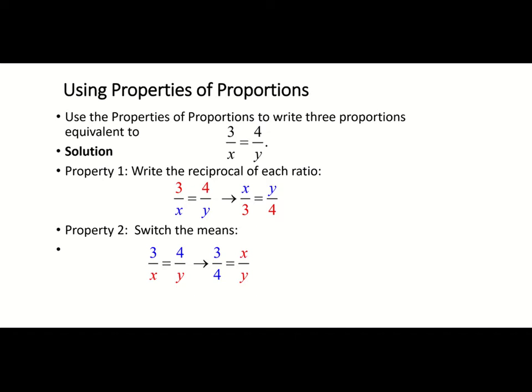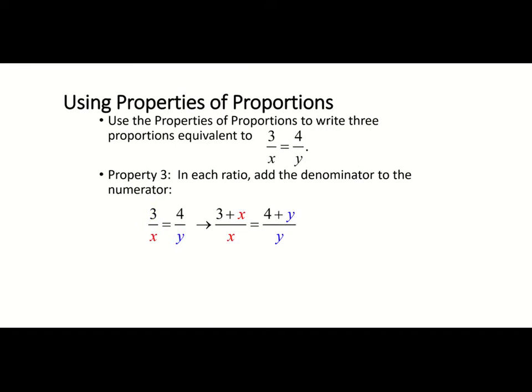If I started off here with 3 over x equals 4 over y, another way to write it would be x over 3 and y over 4. That's the reciprocal of each ratio. Or we could switch the means, so I could switch my x and my 4 and have 3 over 4 equals x over y. Or the third way is to add the denominator to each numerator. So 3 plus x over x and 4 plus y over y, and solve it, and it would work out the same as well. Again, that's not one we typically use that often, but it does work.